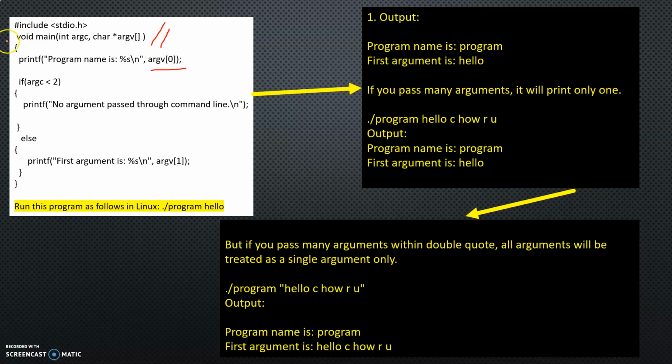So in the first case I am writing printf, program name is %s, that means it is a string, comma argv[0]. That means I can take a string here and it is indexed with 0. That means the first element is placed in the argv[0] block, okay?